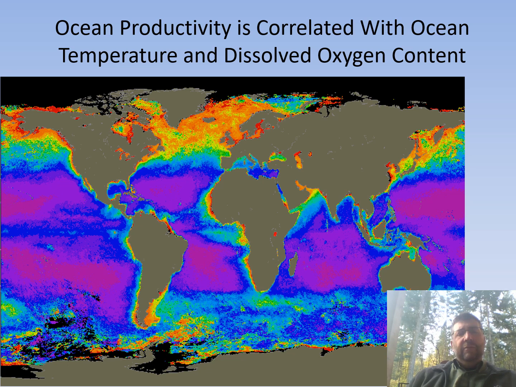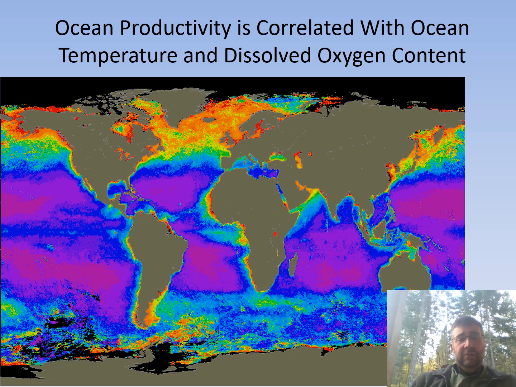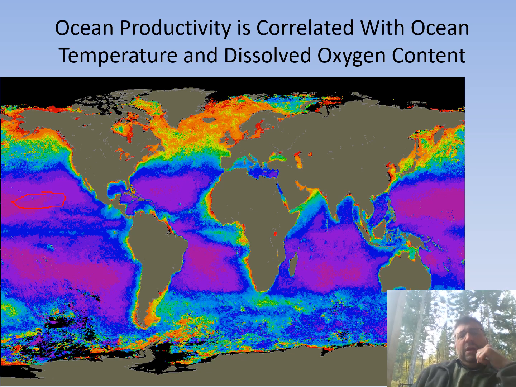Take a look at this graph, or this map here. This map shows the amount of ocean productivity. In other words, how many living organisms are in the water. And what you'll notice here is that the areas that are red are extremely productive. They have a lot of things living in the ocean, while the areas that are purple and blue are very low productivity. So think about that for a minute. Like, what's going on with that pattern?